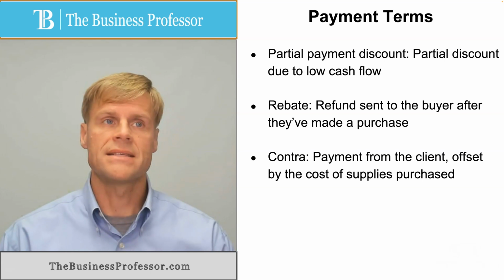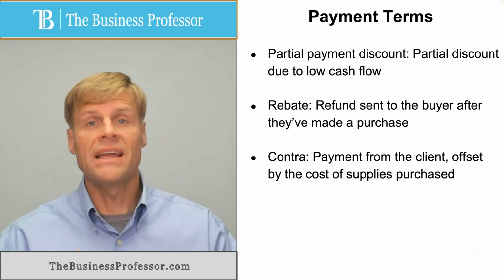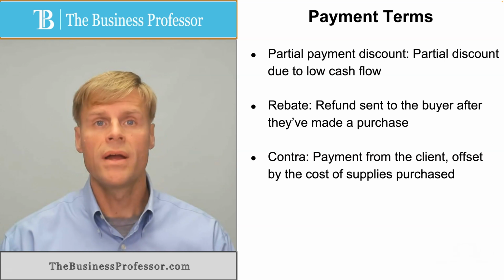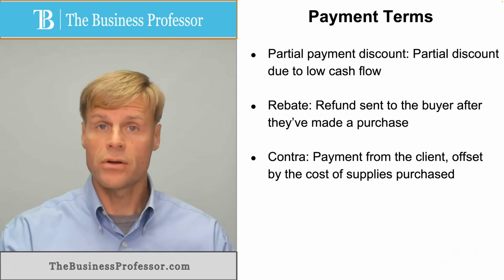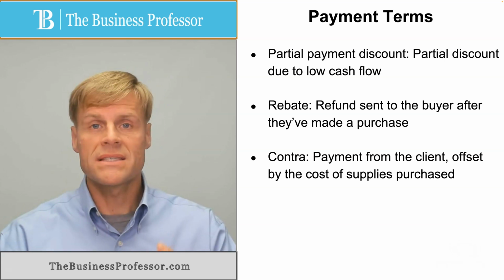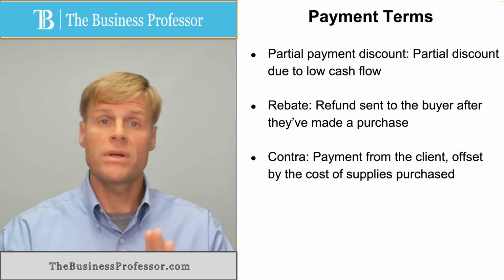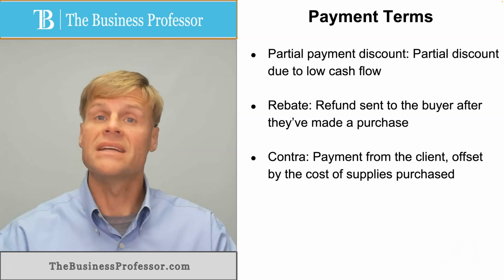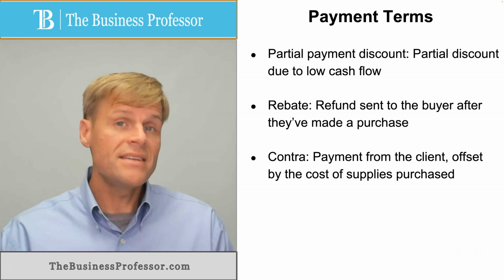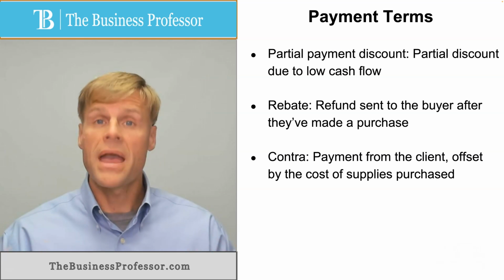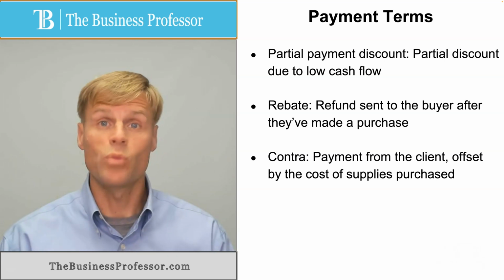Contra, that is an offset of anything owed to the purchaser by the seller. So the invoice notes that whatever is owed on the invoice, the amount owed to the seller is offset by that amount, so a lesser amount. And these are some of the primary payment terms that you will see associated with an invoice.